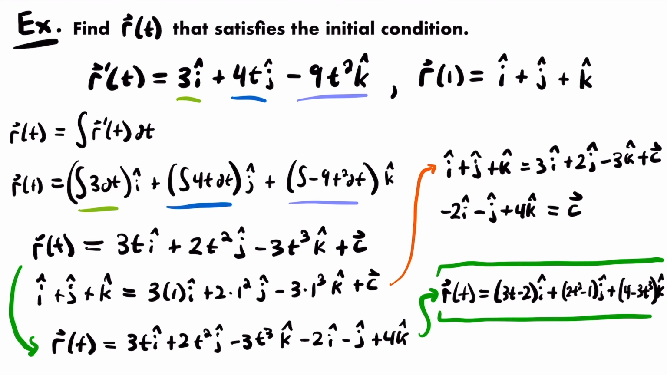and then simplify it to get your particular solution. Okay, and if you wanted to check your answer, we do know that r of 1 should be equal to i plus j plus k, so you can plug 1 into your answer here and see if you get that vector. In this case, you will. 3 times 1 is 3, minus 2 is 1, so you do have 1i. Then 2 times t squared, you'll have 1 squared, so you'll have 2 minus 1, which is also 1, and then you'll have 4 minus 3 times t cubed. Well, 1 cubed is 1, so you have 4 minus 3, which is just 1. Okay, so that does check out. Our answer here is clearly the right answer based on this initial condition.